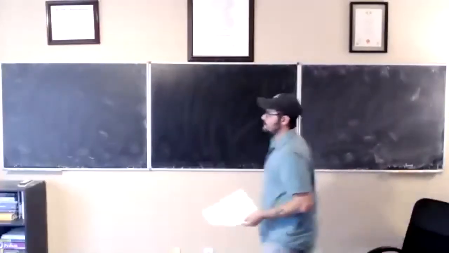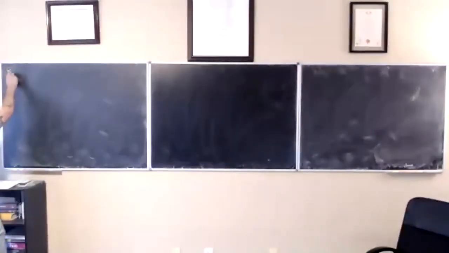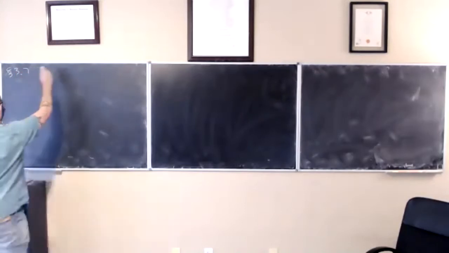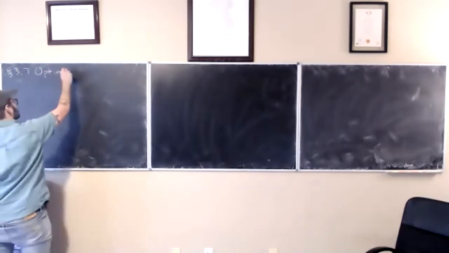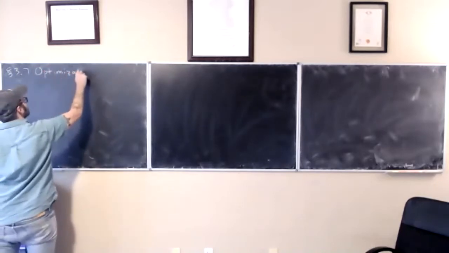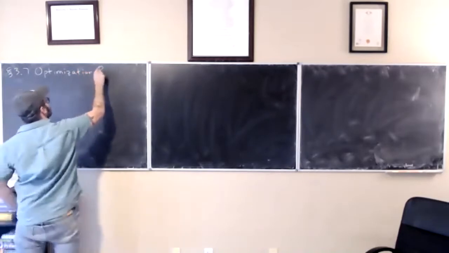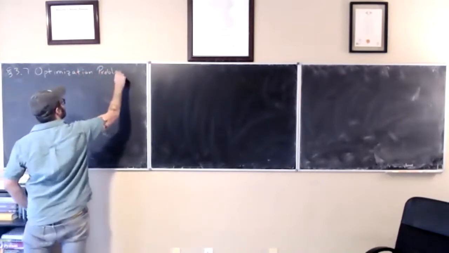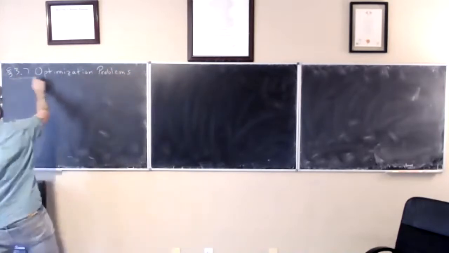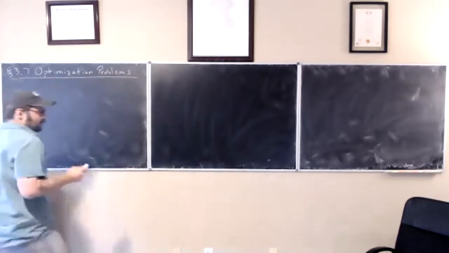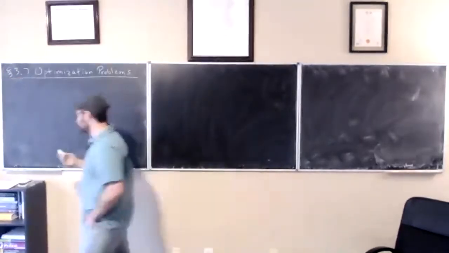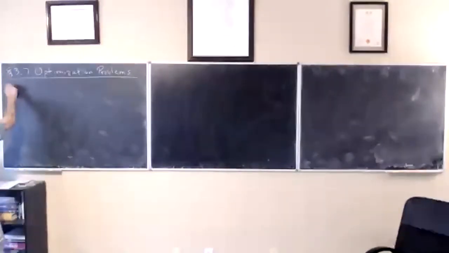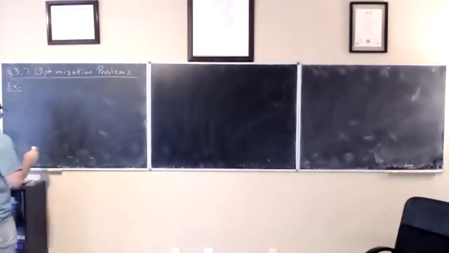Okay, so in today's lecture, we're going to start with section 3.7, and these are optimization problems. And the best way to cover this topic is just to go through a bunch of examples. So let's look at an example problem.